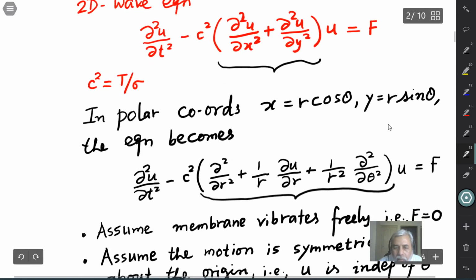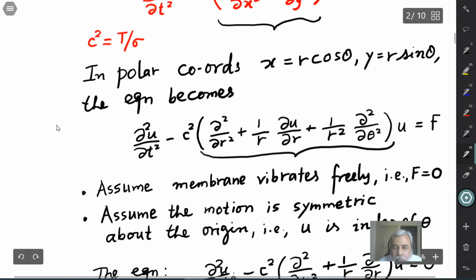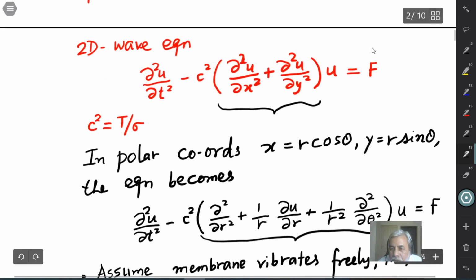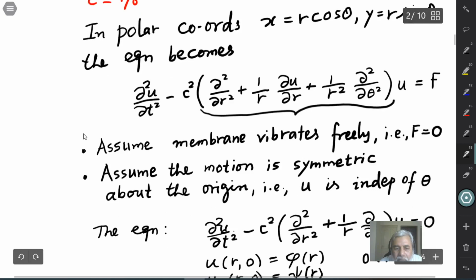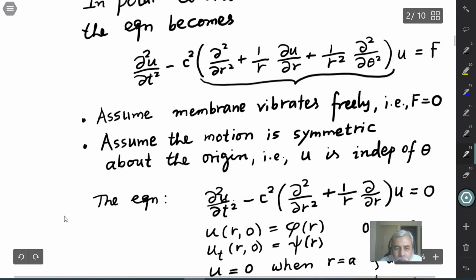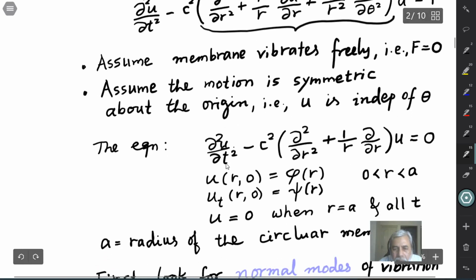So we make some more assumptions in the problem. We assume that the membrane vibrates freely, that is, there are no external forces, so that F is 0. I also assume that the motion is symmetric about the origin, that is the same thing as saying u is independent of this angular variable theta. In that case, with these two assumptions, the problem becomes very simple.